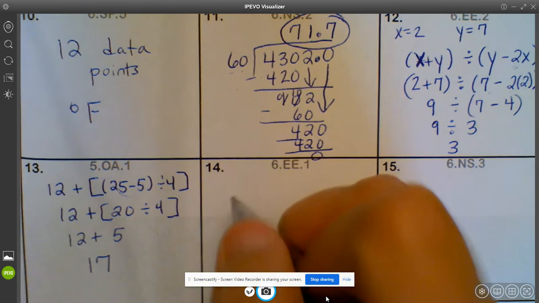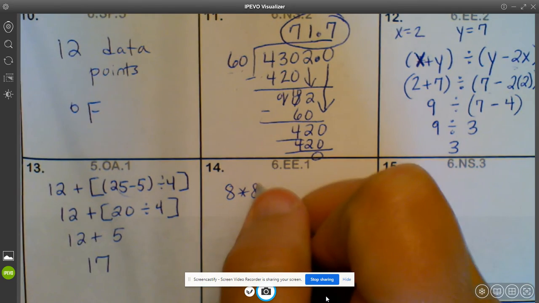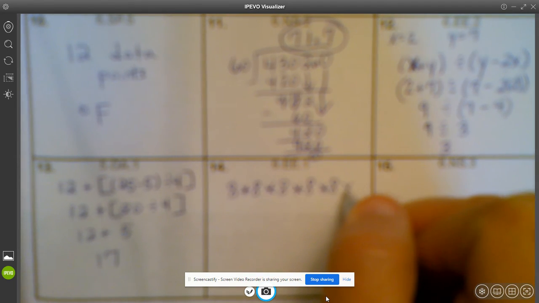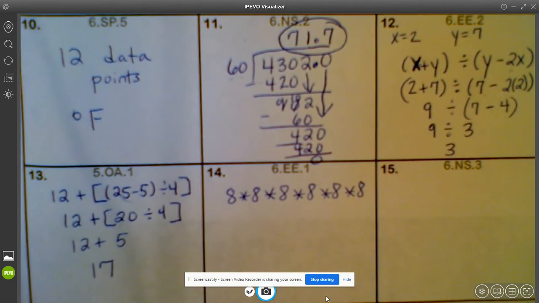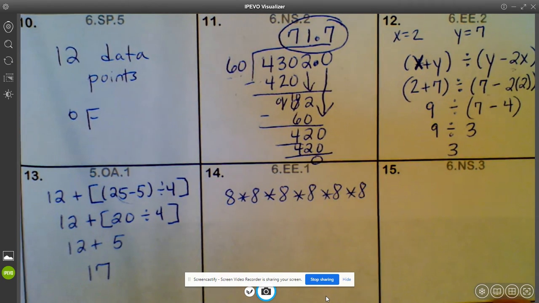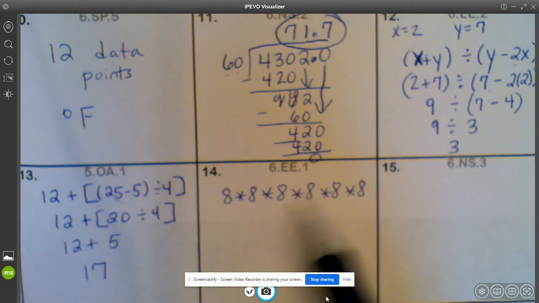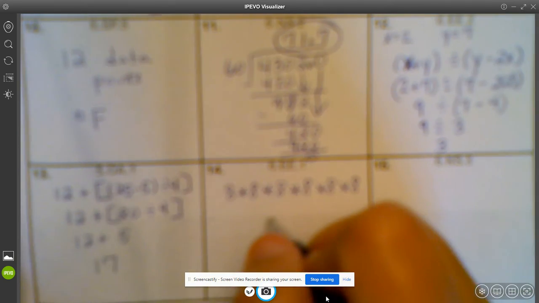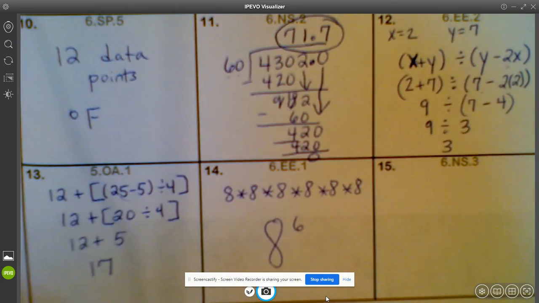Problem 14, we are just writing 8 times 8 times 8 times 8 times 8 times 8 in its exponential form with exponential notation. So this is 8 to the 1, 2, 3, 4, 5, 6 power. So 8 to the 6th power.